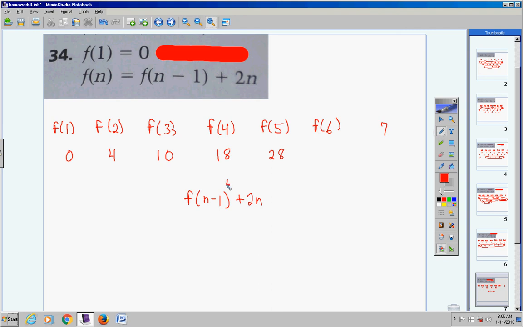Put a 6 in for n. 6 minus 1 is 5. F of 5 is 28. We'll put a 6 right here. 2 times 6 is 12. 28 positive 12 would give you 40.